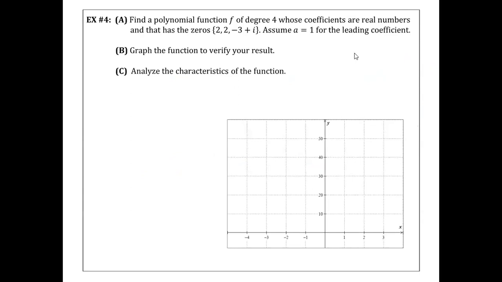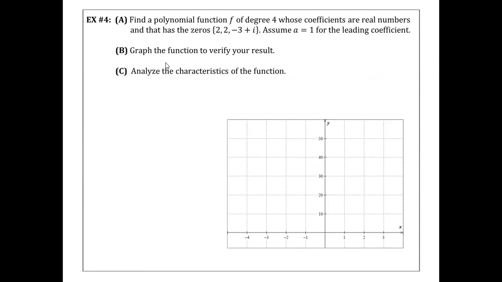For this one, it says find a polynomial function f of degree 4 whose coefficients are real numbers and that has the zeros 2, 2, negative 3 plus i. Assume a equals 1 for the leading coefficient. We want to end up getting it in standard form. If we don't have it in standard form, we're not able to graph it on the calculator, because it has imaginaries.